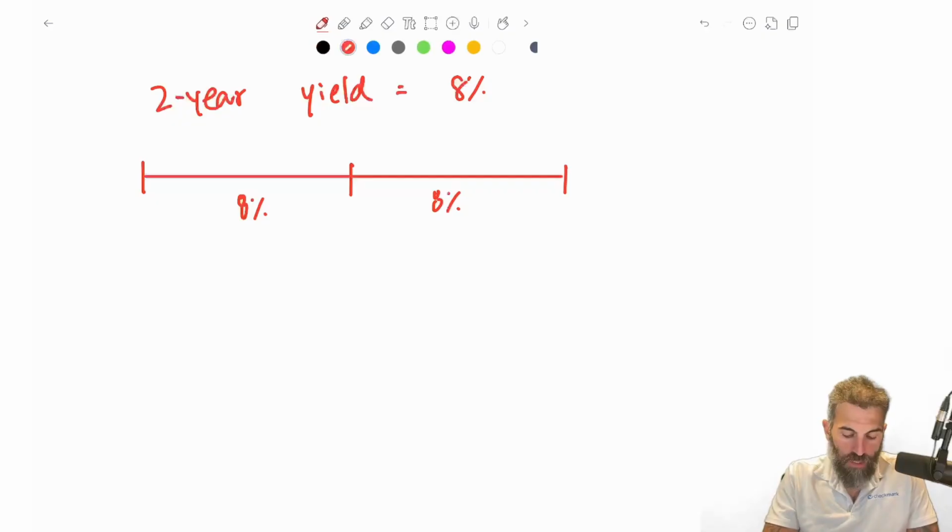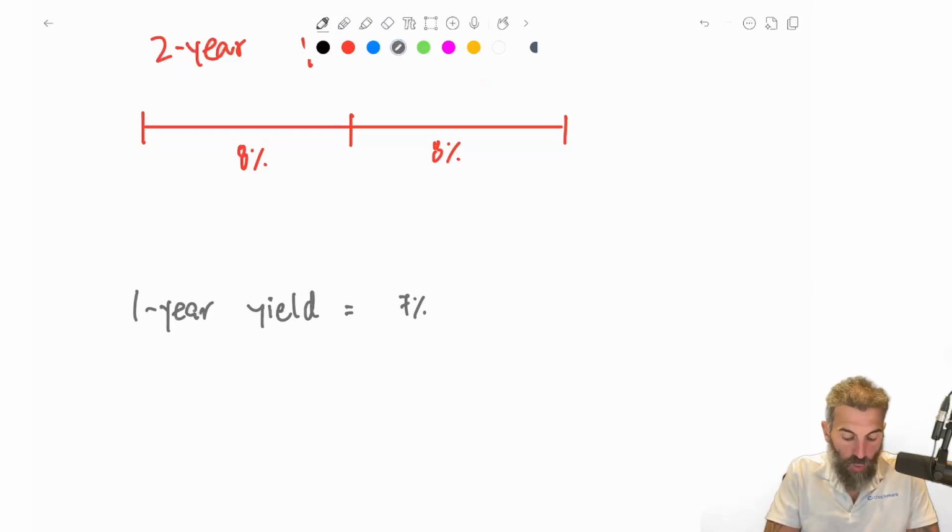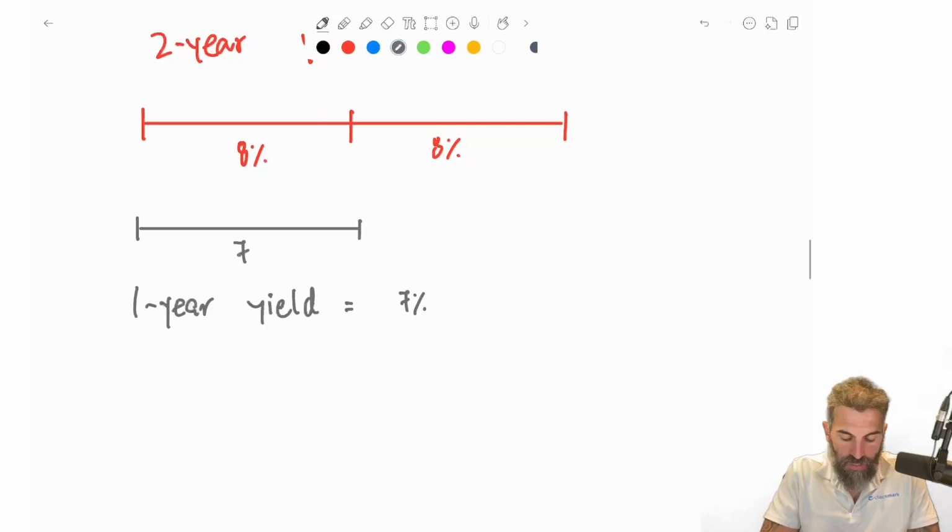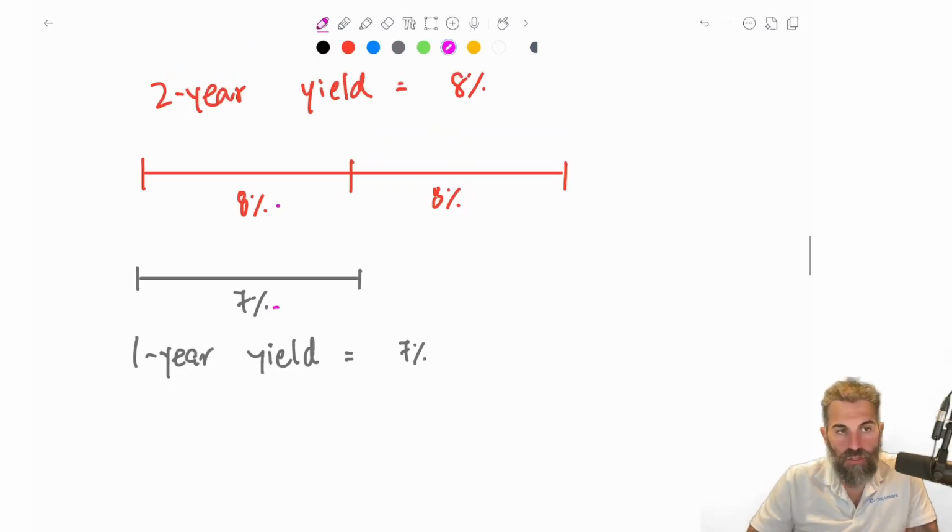Okay. Let's say right now the 1-year yield is 7%. What does that mean? It means a 1-year bond today is paying 7%. Why is this 7 less than 8? Probably because of the liquidity premium. Probably because in order to compensate somebody for agreeing to lock up their money for 2 years instead of 1 year, they're getting a bit of a bonus.